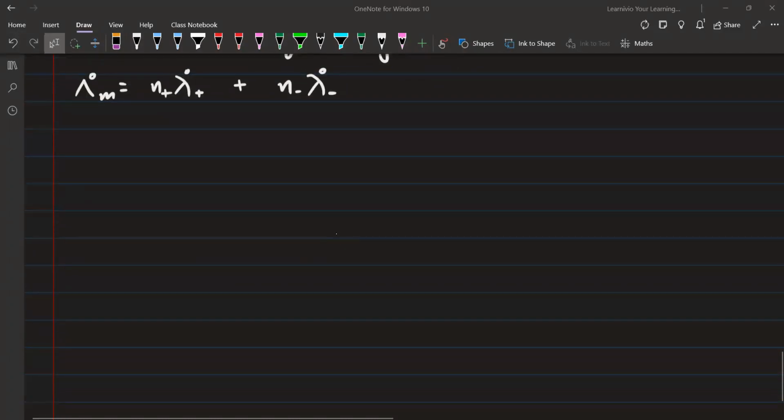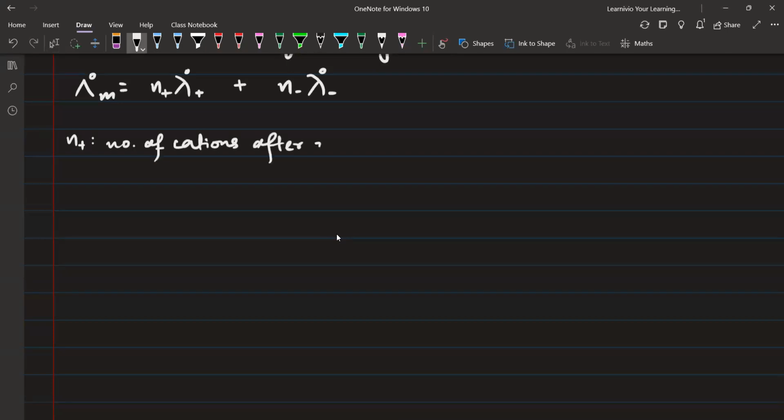What is n positive here? Number of cations after dissociation. N negative, number of anions after dissociation.